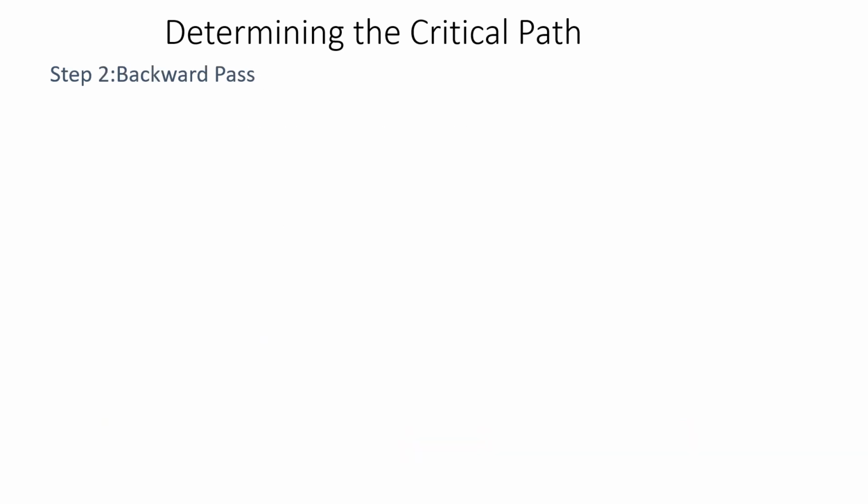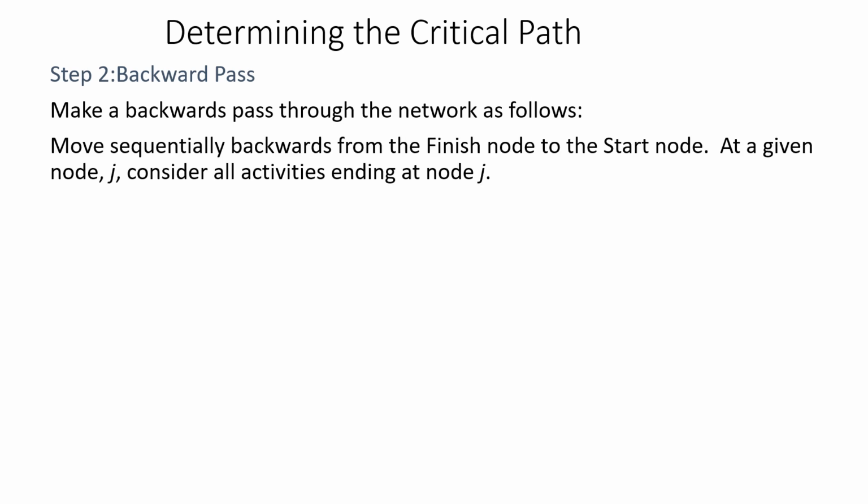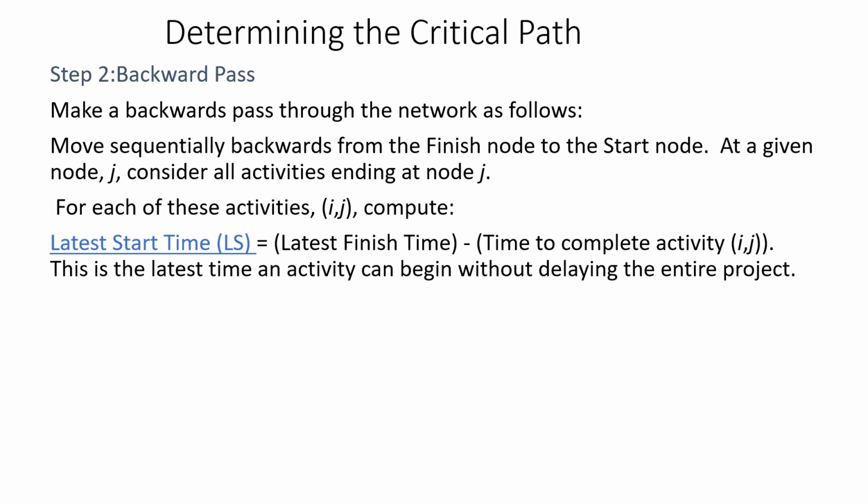Now, the second step in determining the critical path is called the backward pass. So we make a backward pass through the network as follows. We move sequentially backward from the end or finish node to the start node. At any given node J, we consider all activities which are ending at node J. For each of these activities Ij, we compute first the latest start time.